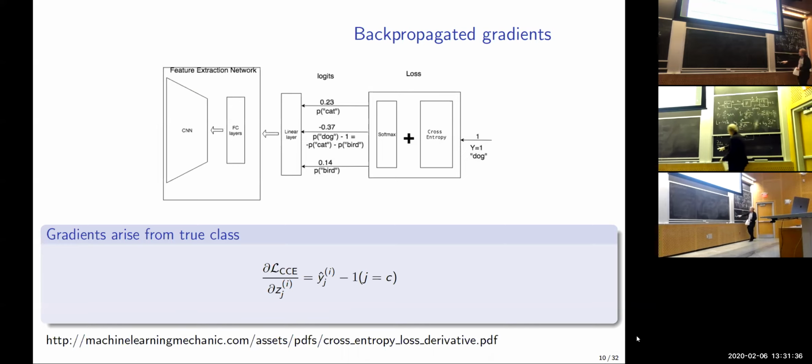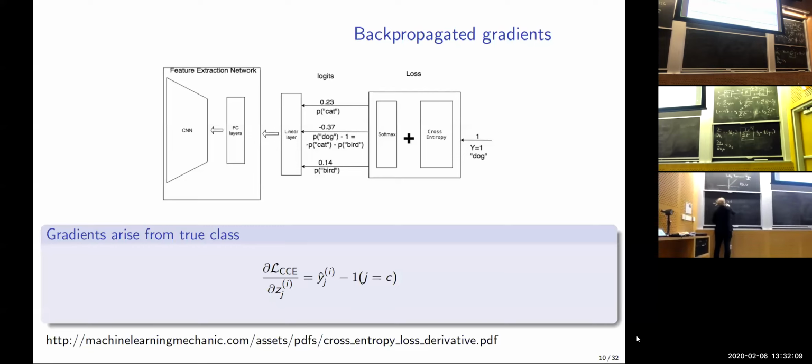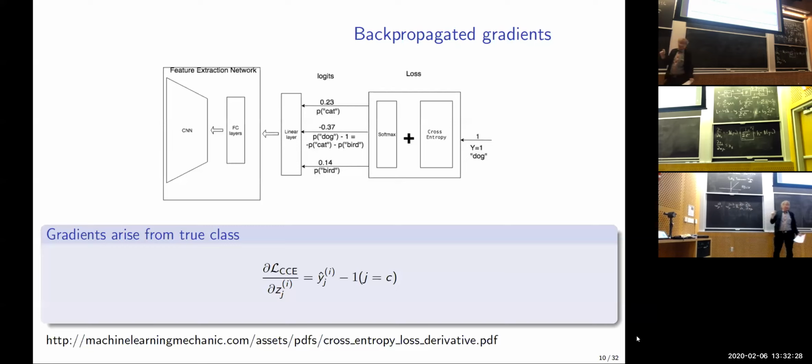We're taking this with respect to W J K, right? So the only term that doesn't go to zero is the term that contains X sub K. That means if I want to update my weight, the weight at time t of J K is equal to the weight at time t minus 1 of J K, minus my learning rate theta times the partial of the loss with respect to Z sub J and the partial of Z sub J with respect to the weight J K. And so there's my update equation for the weight.